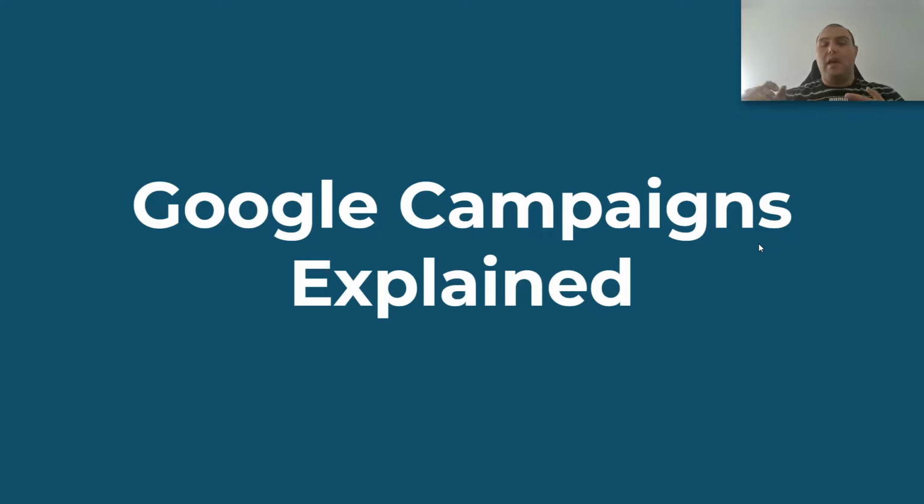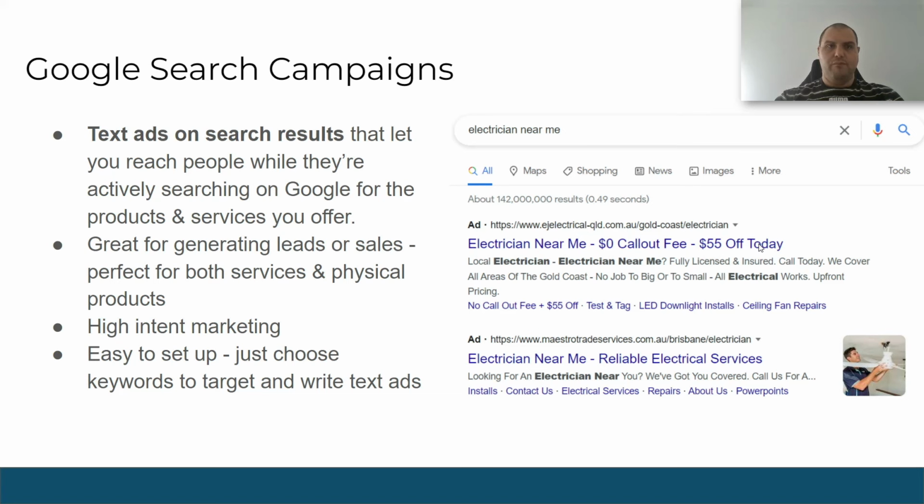So Google campaigns explained. This is where I'm going to actually explain to you what each of these campaigns are and what they do. So Google search campaigns, you may have seen these at the top of the search results. I typed in electrician near me, and these were the ads that popped up. Now what appears does change, right? It's not always the same businesses, it's not always the same ad copy.